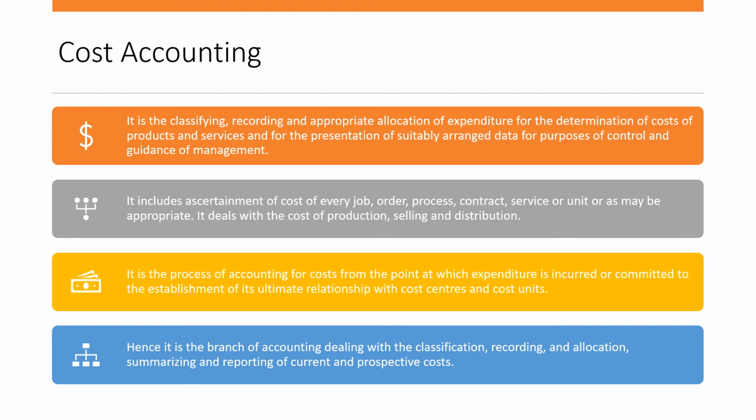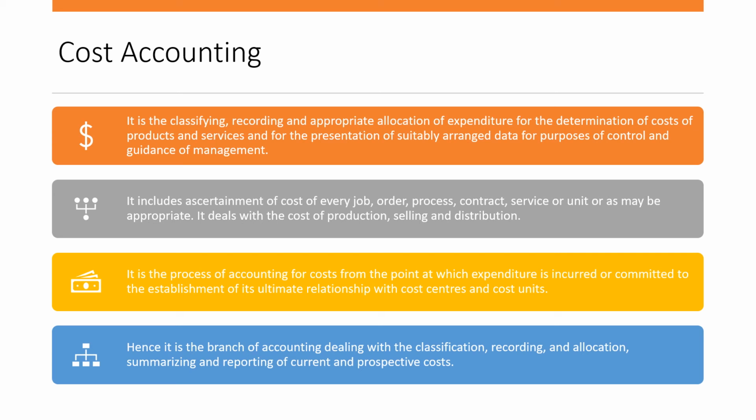Now we come to the next term, which is cost accounting. So what do we mean by cost accounting? Cost accounting is that branch of accounting which deals with the classification, recording, allocation and reporting of current and prospective cost. It is actually calculation of cost according to the double entry system of accounting. So it shows us the complete picture. It will help us in recording, classifying, allocating the cost and reporting of these current and prospective costs.